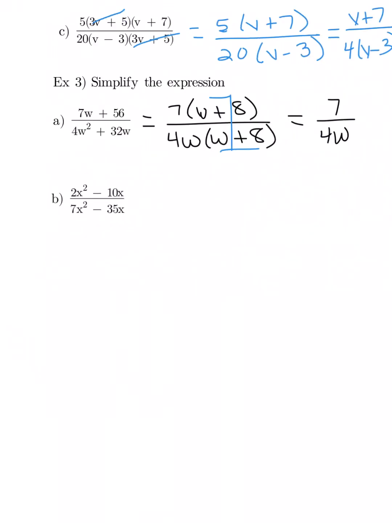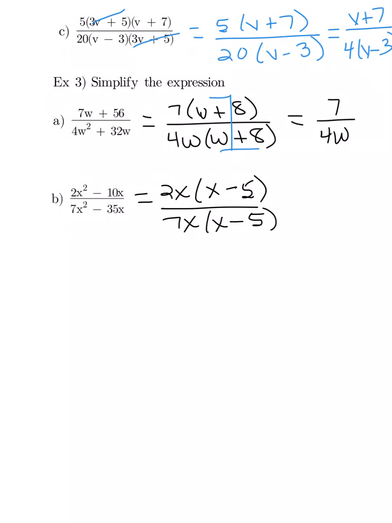On our second example, if we look at that numerator of 2x squared minus 10x, what's a common factor? It's 2x. We're going to pull out 2x. 2x squared divided by 2x leaves us with x. Negative 10x divided by 2x leaves us with negative 5. In the denominator, what's in common for 7x squared minus 35x? 7x is in common. 7x squared divided by 7x leaves us with x. Negative 35x divided by 7x leaves us with negative 5.